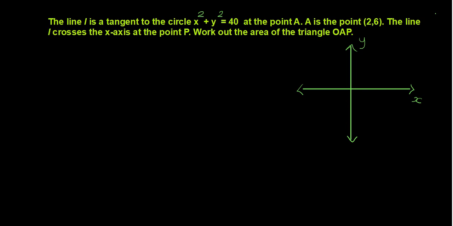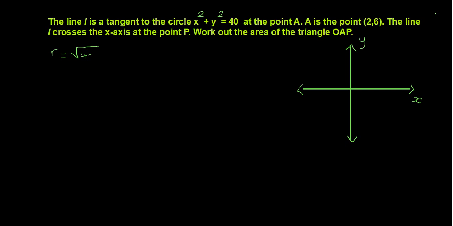Since the equation of a circle is in the form x squared plus y squared, the center of the circle is going to be at the origin, the point where x is 0 and y is 0, where the x-axis and y-axis meet. This number here, 40, is the square of the radius of the circle. Let me write that down on the side. The radius of the circle is square root 40.